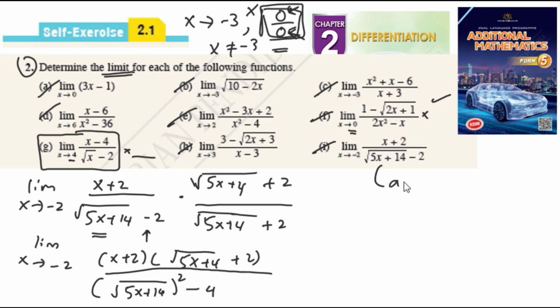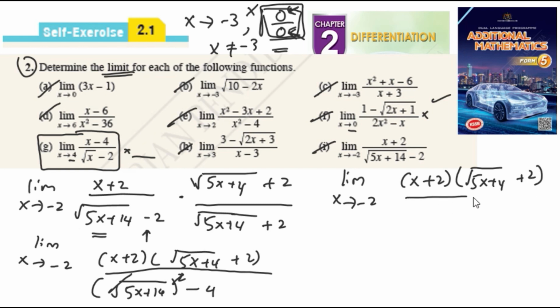You see here a minus b, a plus b. So you get a squared minus b squared. And you see b is 2. So 2 squared is 4. So the square root and the square can be cut off. So limit x approaching negative 2, x plus 2, square root of 5x plus 14 plus 2. So here would be 5x plus 14 minus 4.